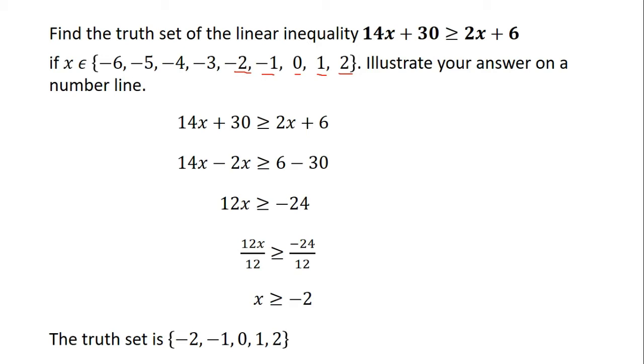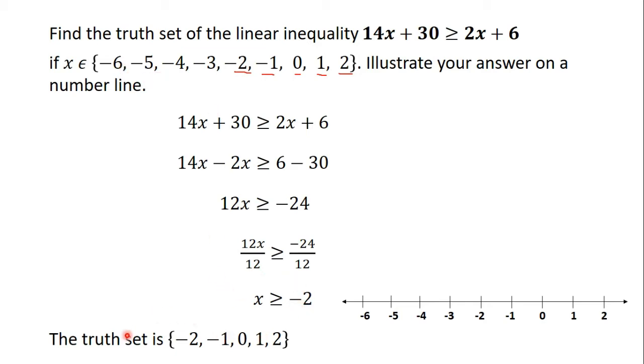Now the last part says that we should illustrate our answer on a number line. Here, our number line is pretty defined for us because the set has been given to us. So from -6 to 2. You draw a number line that contains all these members: from -6, -5, -4, -3, -2, -1, 0, 1, 2.